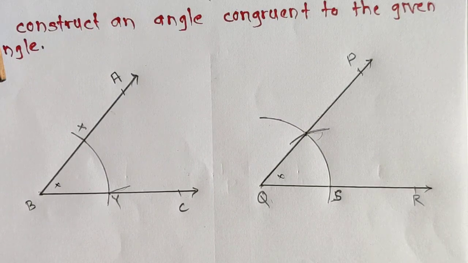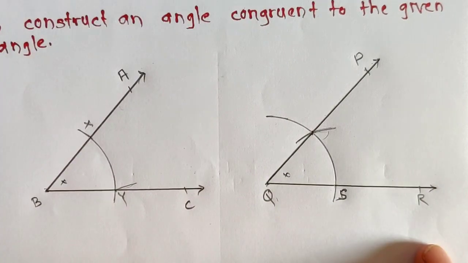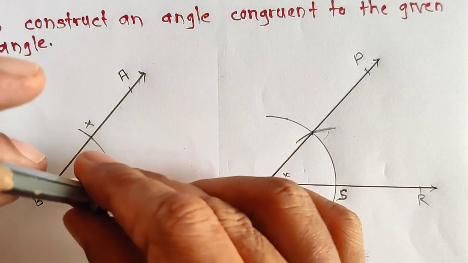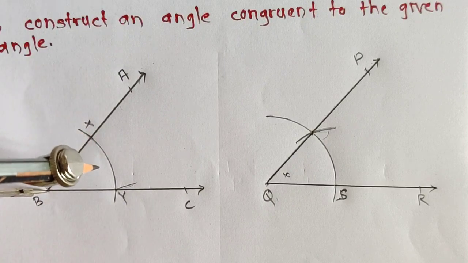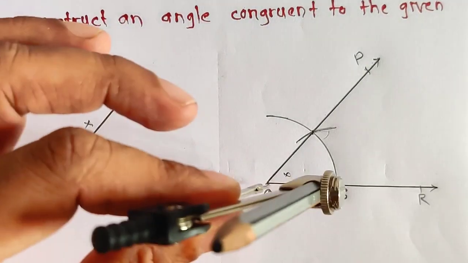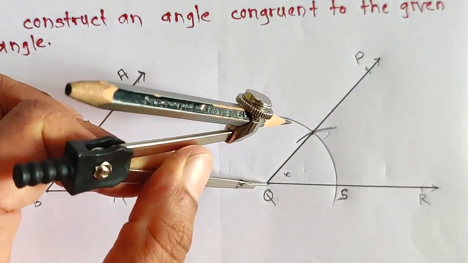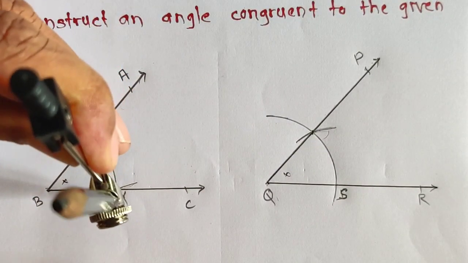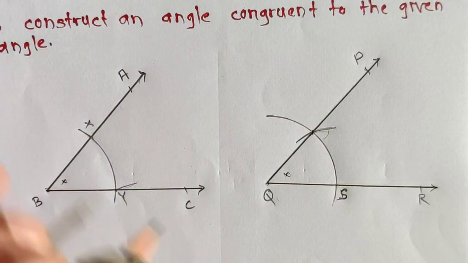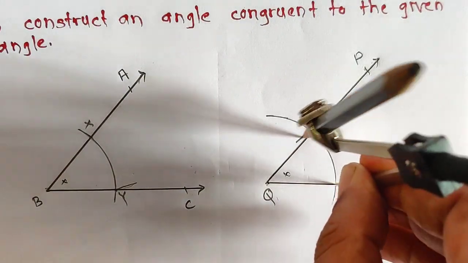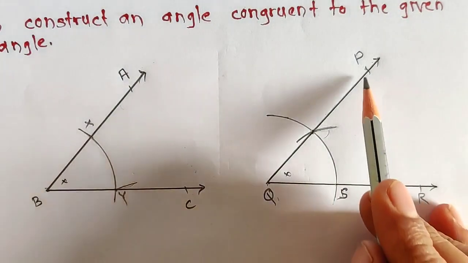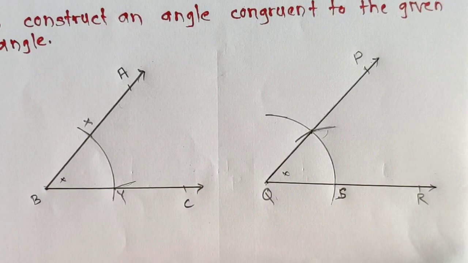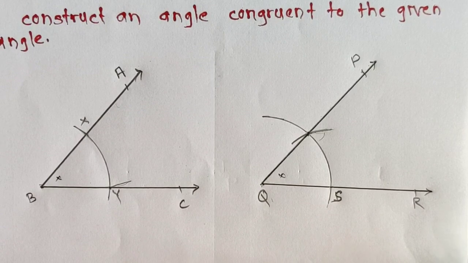Again listen. First we have to draw ray QR. Now with B as a center, take a suitable distance, not measured. Draw the arc intersecting the two sides of angle ABC. Let it be X and Y. Now with the same distance, place the compass on Q, and draw a big arc. Now take the distance between X and Y in a compass, like this. And with S as a center, draw the arc intersecting the previous arc. Through this point of intersection and Q, draw the ray passing through this. We get ray QP, means angle PQR. So in this way we can construct the angle congruent to the given angle. We have to use this concept while constructing the tangent without using the center.